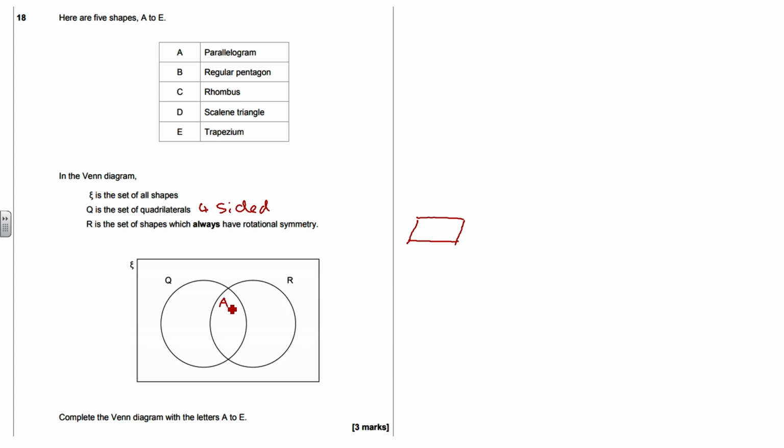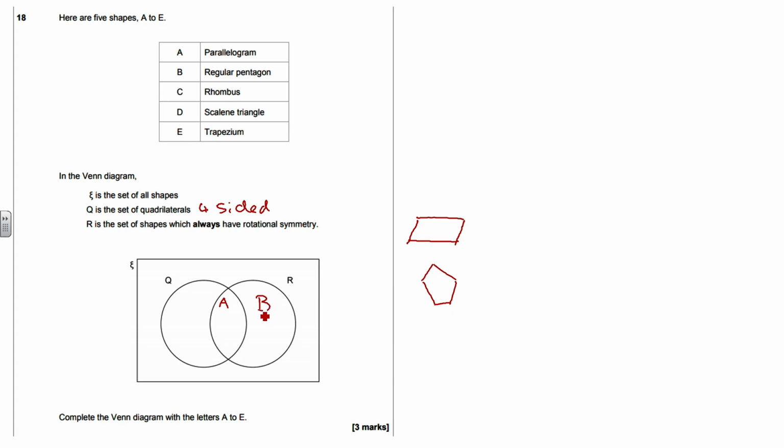Okay, B is a regular pentagon. Now, a regular pentagon is a pentagon where all the sides are the same. So if I could draw it accurately, which I haven't, you can rotate it so that it fits on itself 5 times. So it has rotational symmetry, but it's definitely not a quadrilateral because it has 5 sides. So our regular pentagon goes in there.